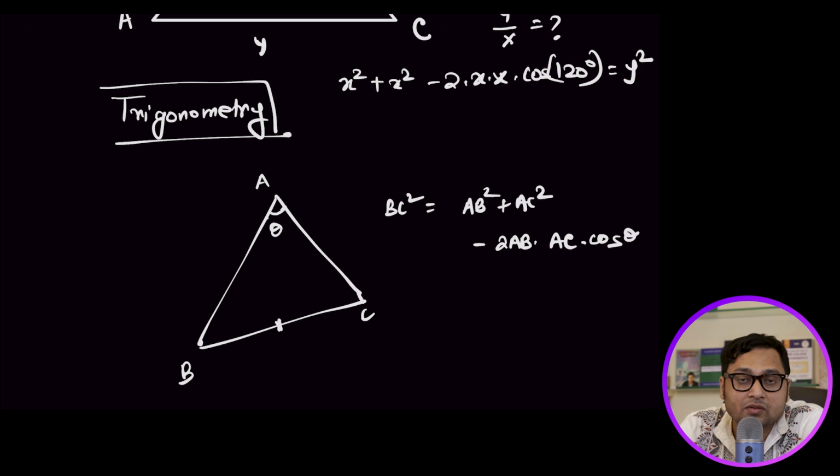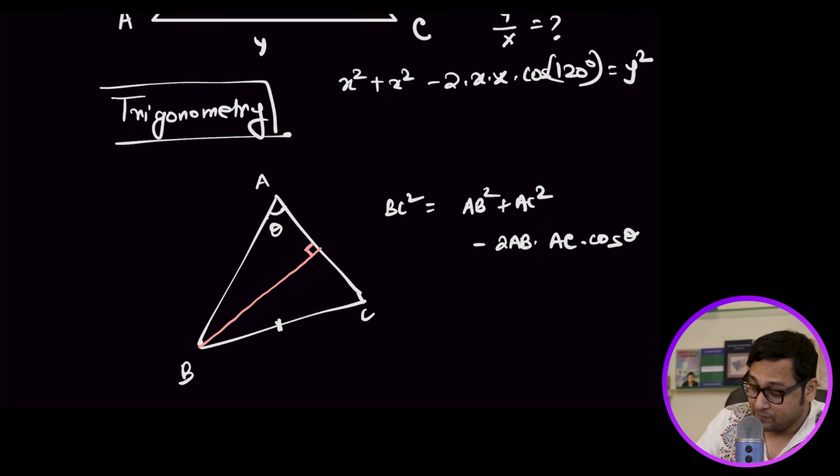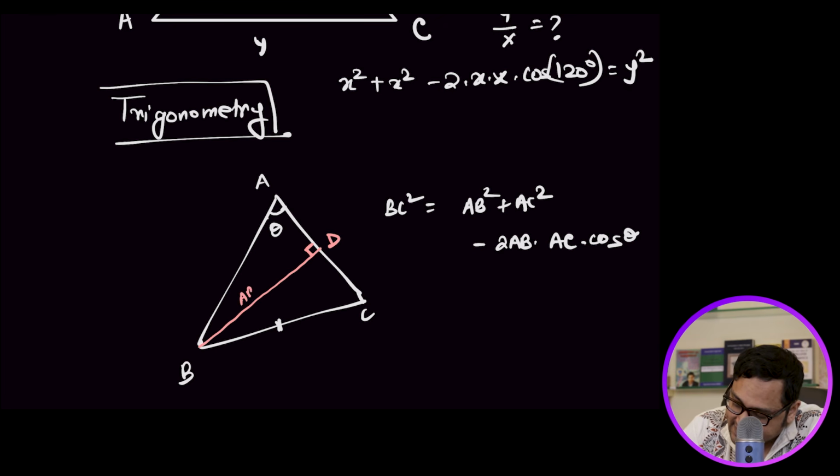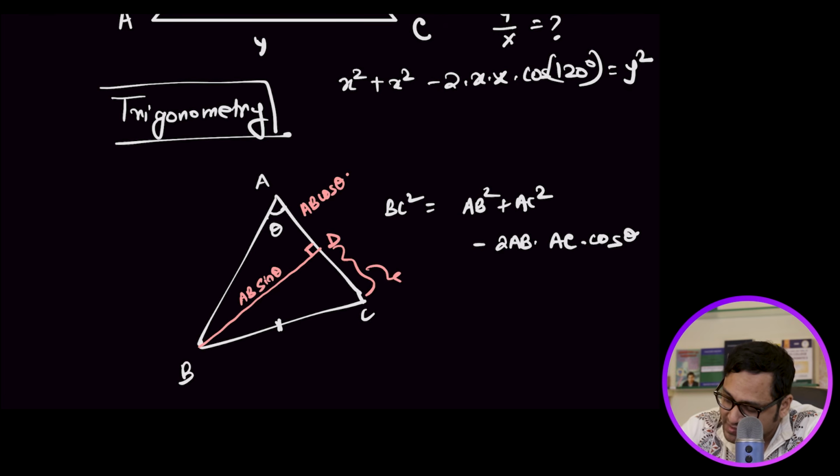And there are multiple ways you can prove this. One way is this, that you join this side. Let's call this point D. Then this side BD is simply AB sine theta and AD is AB cos theta. So this much becomes AC minus AB cos theta.